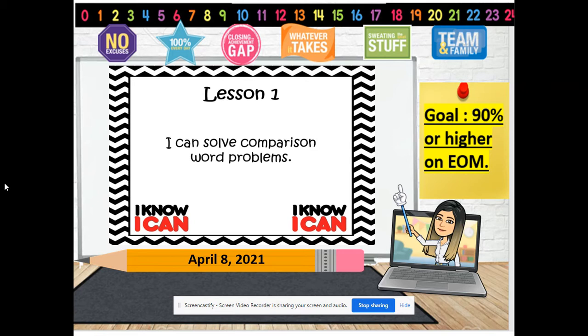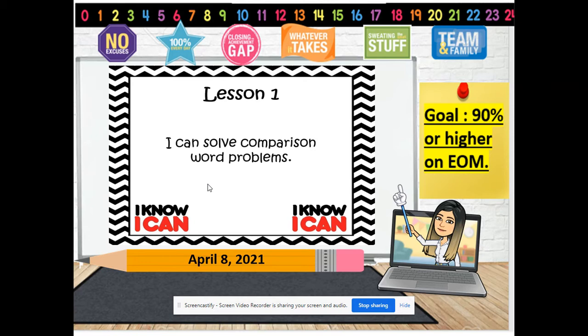It's Eureka time. And today we are starting Module 6, boys and girls. Can you believe it? Our last module for math of the year. So exciting. And I can't wait to learn more with you all. Ready? So today we're going to do lesson 1. Our goal is to get a 90% or higher on our end of module. Today's date is April 8th, 2021. And our objective says, I can solve comparison word problems.